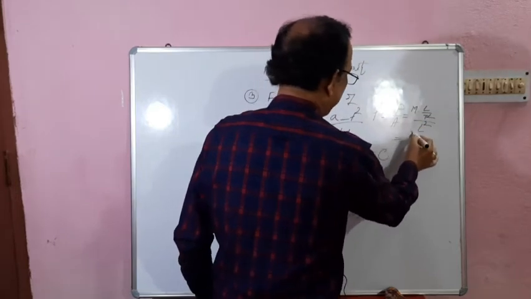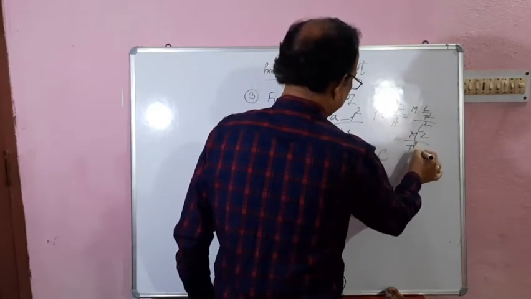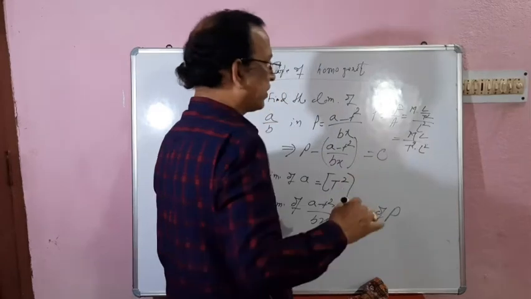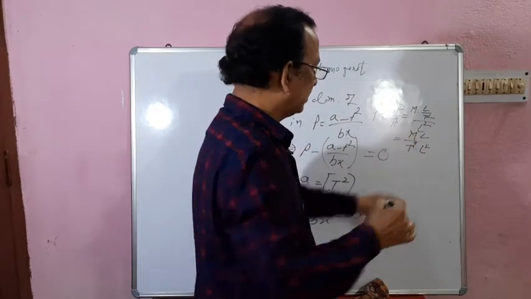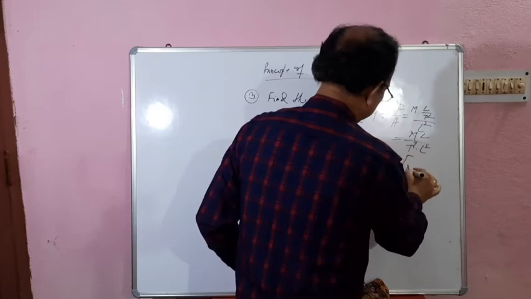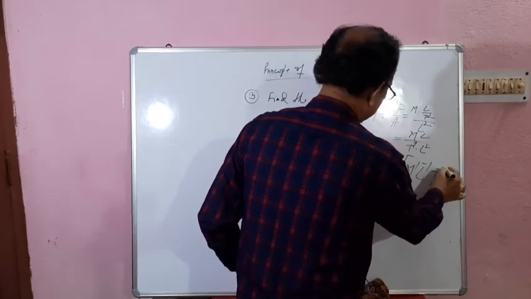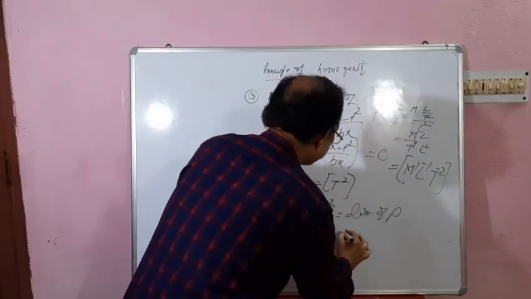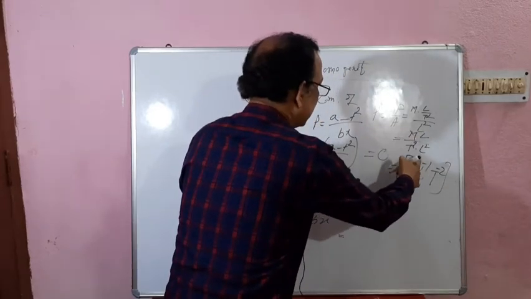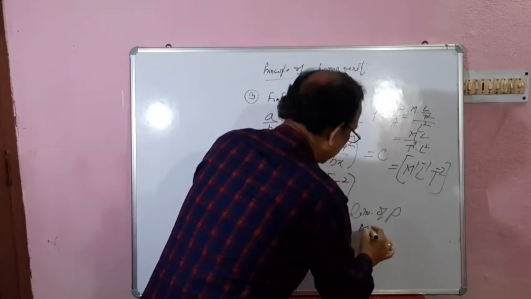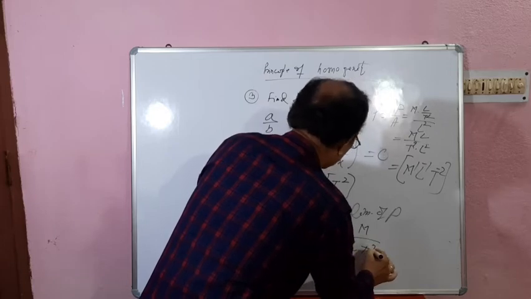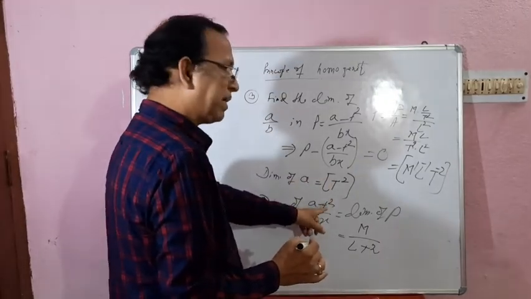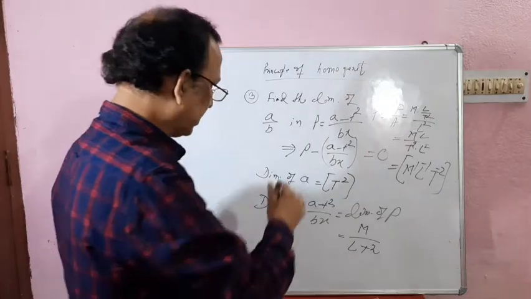So m, L by T square into L square, so m L T square L square means m1 L minus 1 T minus 2. This is the dimension formula of the pressure. Okay, so that means m by L T square. Now dimension of A, T square. So T square minus T square, that is T square.